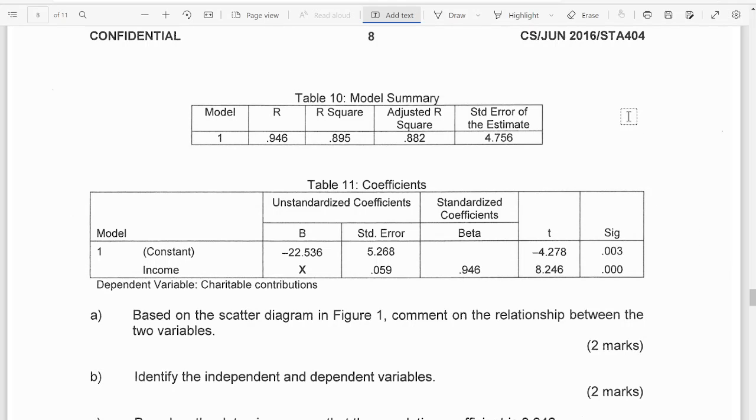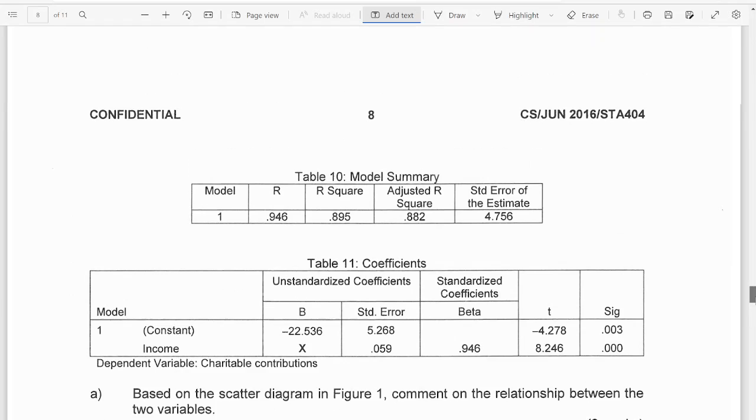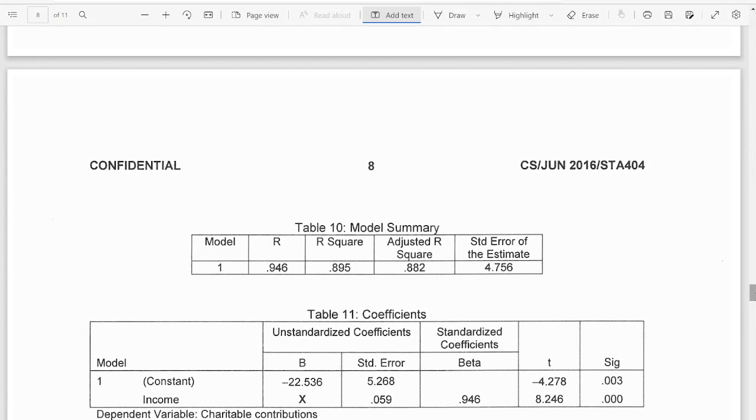Before we go on with answering the questions, remember for this particular question, it combined the correlation and the regression analysis into one question. They combine correlation analysis dengan regression analysis into one question because both of these are using the same data set.